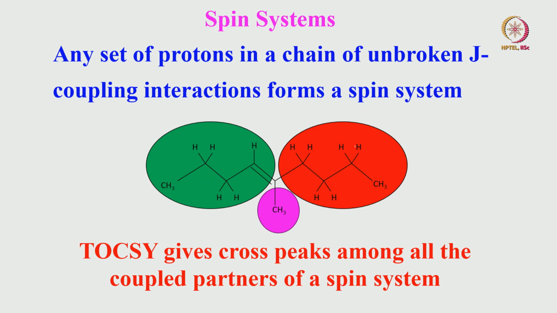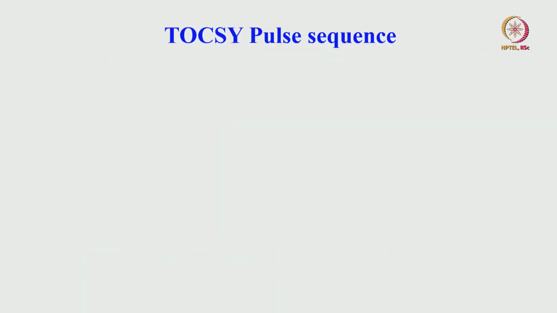Remember, when you are doing COSY, you are going from here to here, here to here, here to here. Step by step, you are trying to understand the correlation information to identify the coupled partners. But TOCSY does everything in a single experiment. That is the advantage. What is a TOCSY pulse sequence?